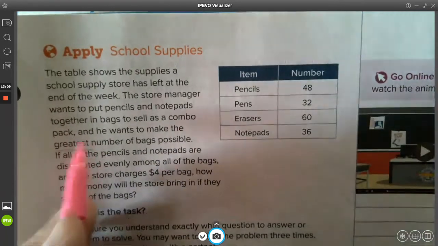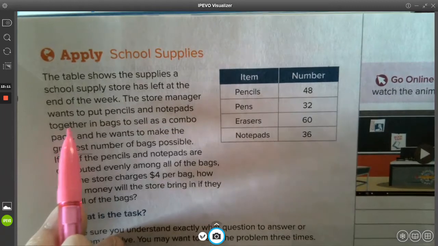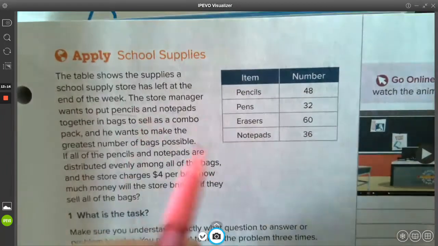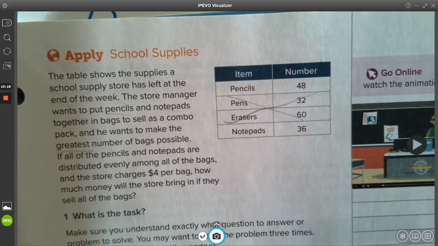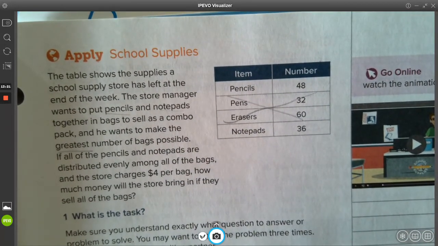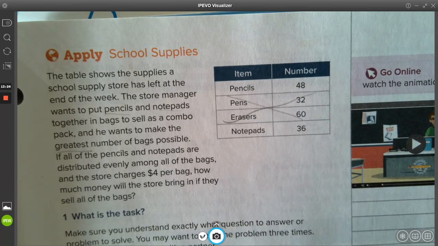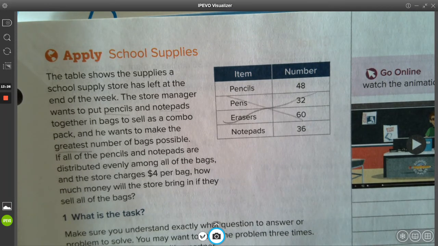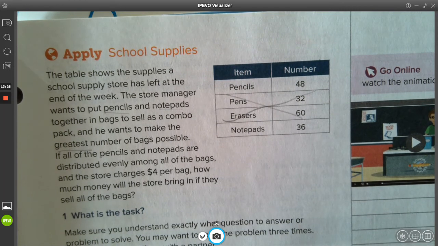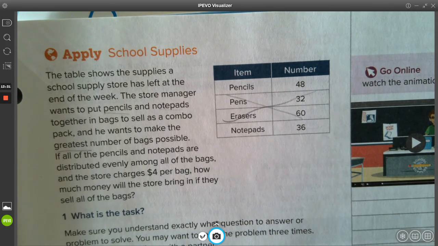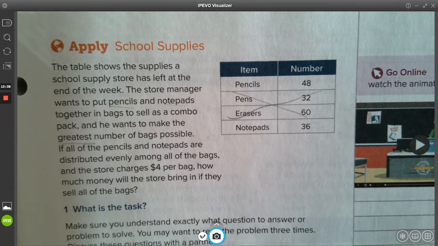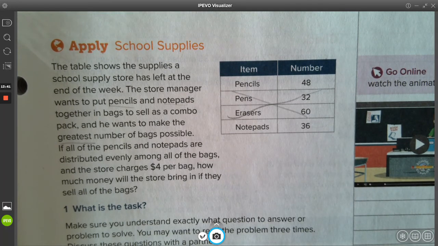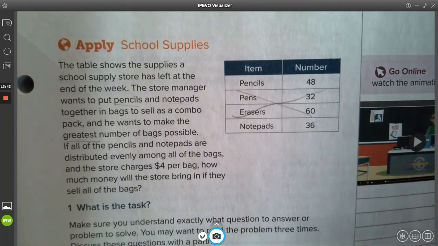Now, we only need to worry about pencils and notepads. All of the rest of this is irrelevant information. So we have 48 and 36. What you need to do is figure out a way to divide up 48 and 36 into the greatest number of bags. Okay, so as always, what I would like you to do here is to give this a shot. Email me the answer when you've found the answer, and hopefully you can discover what it is.